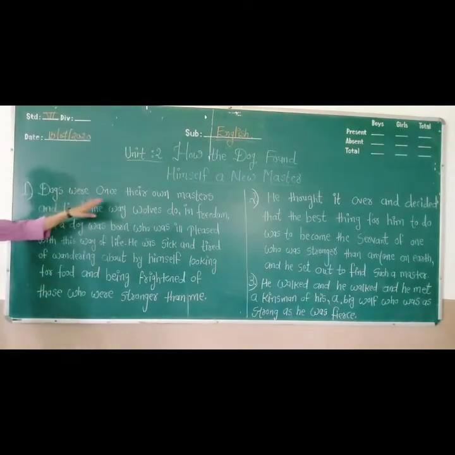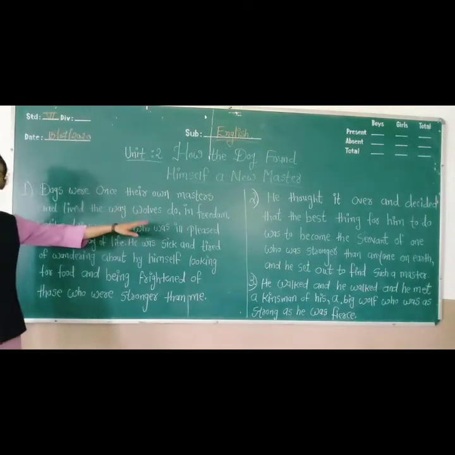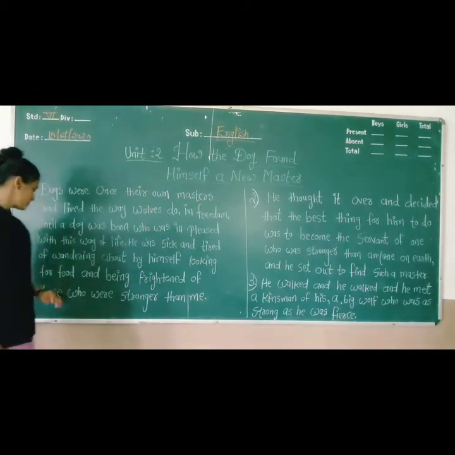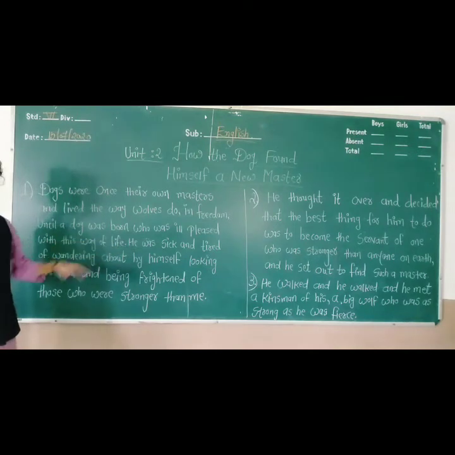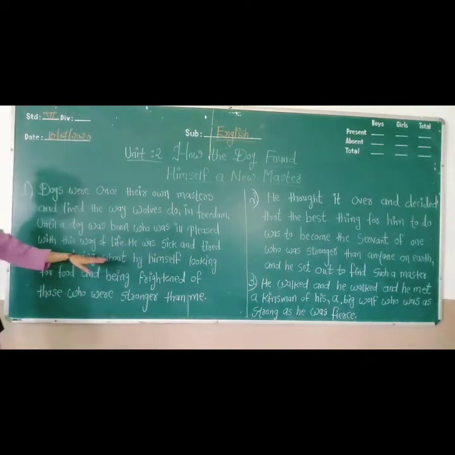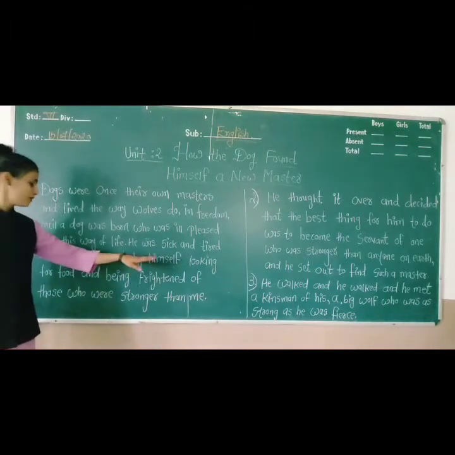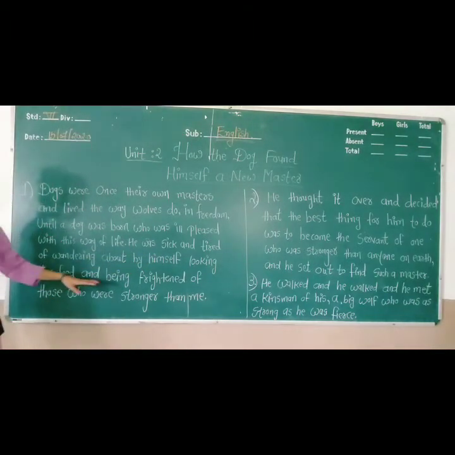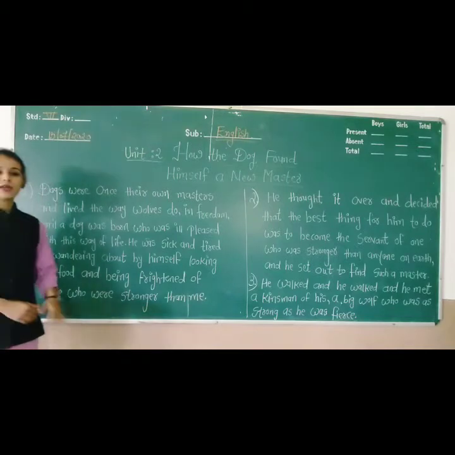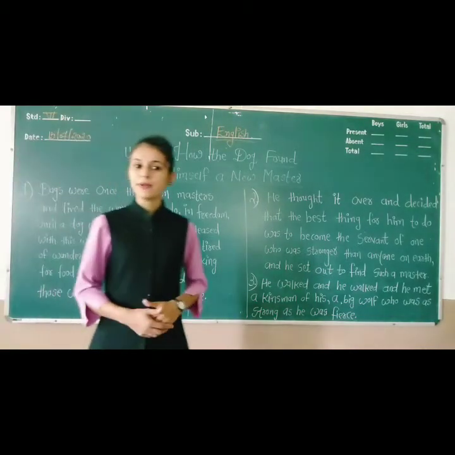Dogs were once their own masters and lived the way wolves do, in freedom, until a dog was born who was ill-pleased with his way of life. He was sick and tired of wandering about by himself looking for food and being frightened of those who were stronger than him. Right? So in this paragraph, what happened earlier?